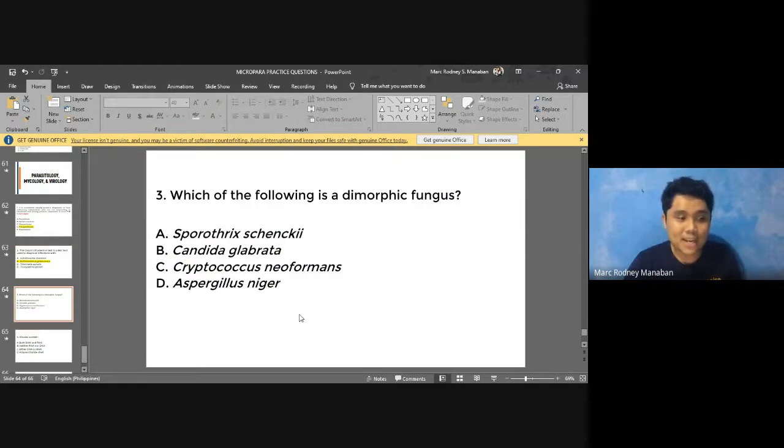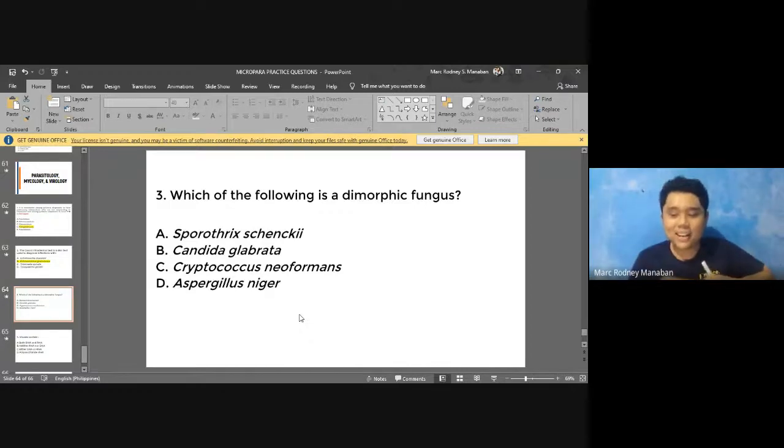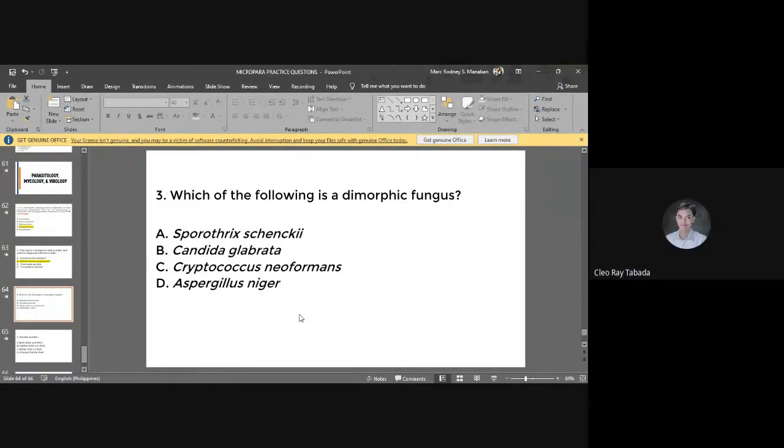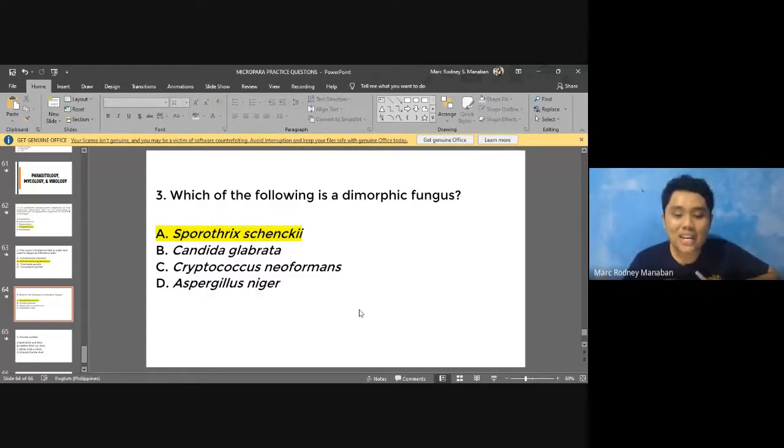Number three, which of the following is a dimorphic fungus? Okay, what's the answer? Cryptococcus. Yes, the answer is Sporothrix. Your Sporothrix schenckii is dimorphic, together with Blastomyces, Histoplasma capsulatum, Coccidioides, Paracoccidioides, Penicillium marneffei, and Sporothrix. Those are the dimorphic fungi. The rest are not. Candida and Cryptococcus are yeasts. Aspergillus are molds. Okay? Take note, don't forget that.